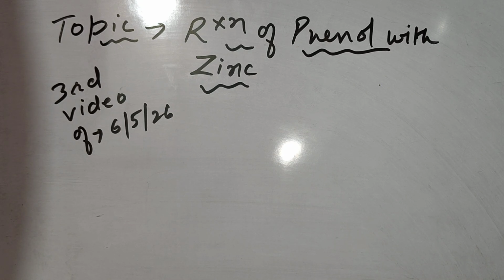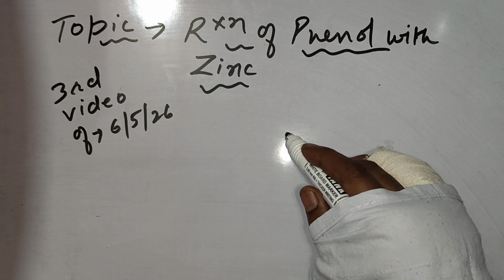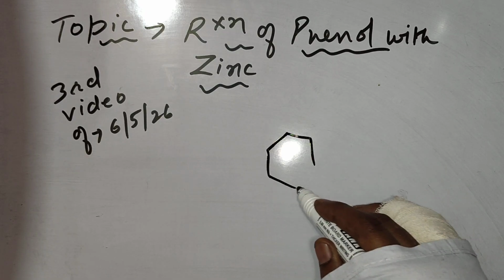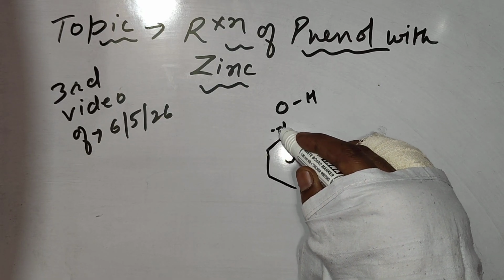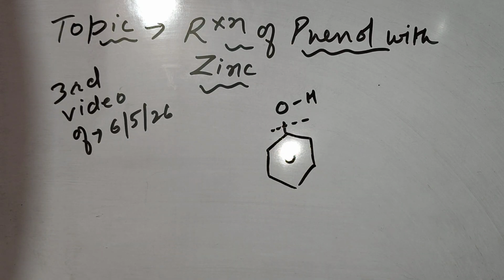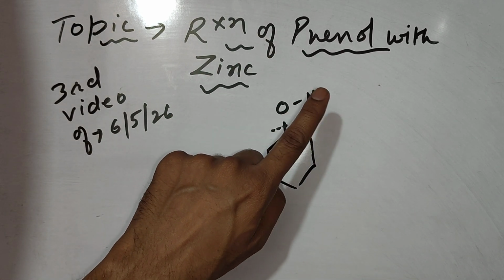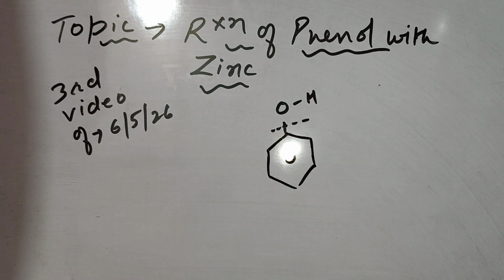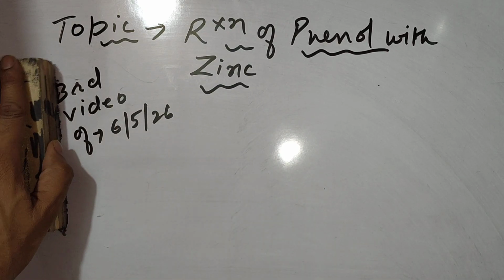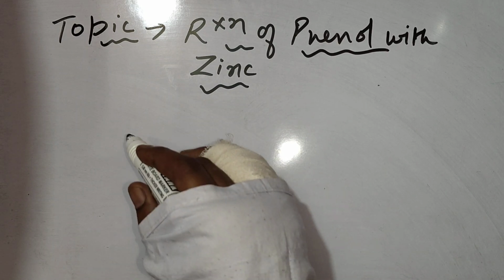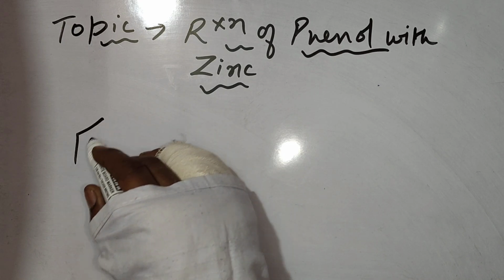The second reaction in which phenol is going to break its carbon-oxygen bond will be this reaction of phenol with zinc. Let's check what that reaction is. Up to 12th level, I will provide a trick, and for JEE NEET, the mechanism. Very simple reaction.